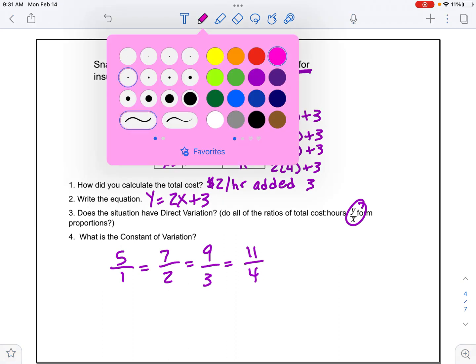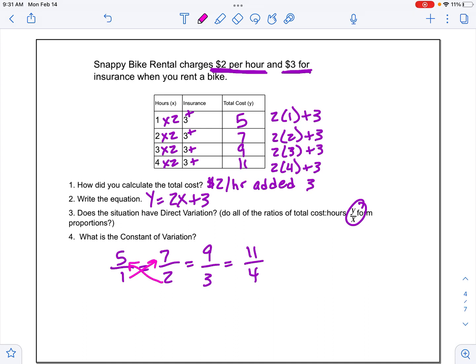If you want to do this cross multiplication thing, you can do times and times. So this is 7 and this is 10. Right away, I know they don't have direct variation. So my answer is no. Because it doesn't have direct variation, there is no constant of variation. So I'm just going to say none, because there's nothing I can multiply by 1 to get 5 and then do that same thing times 2 to get 7, or by 3 to get 9. There's no number that I can use consistently throughout the table as a pure multiplication problem.